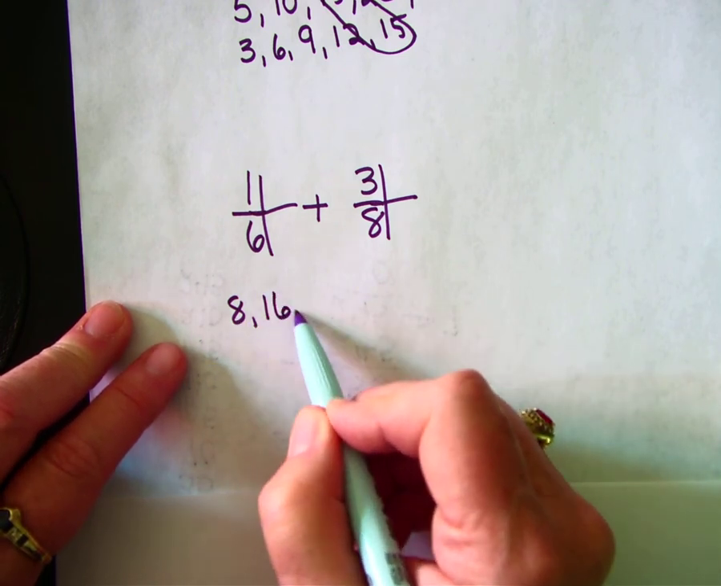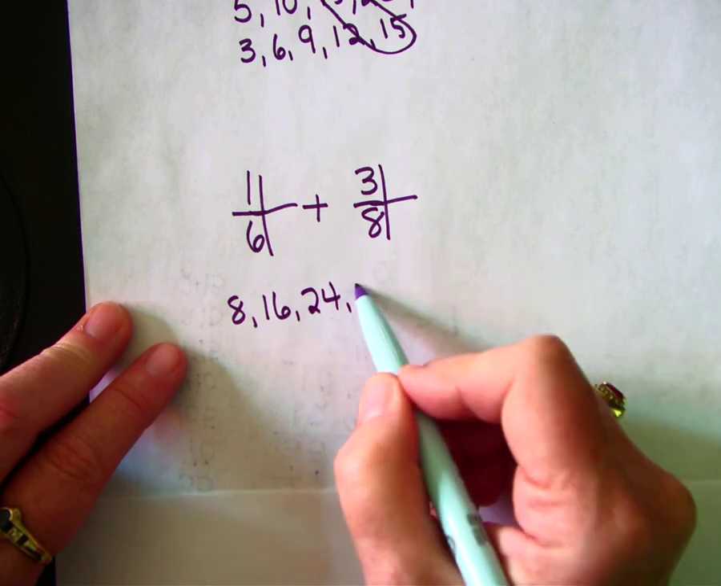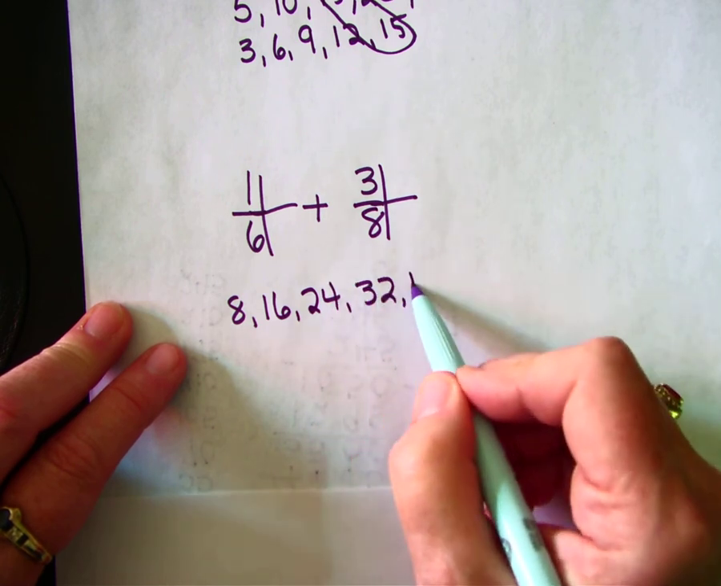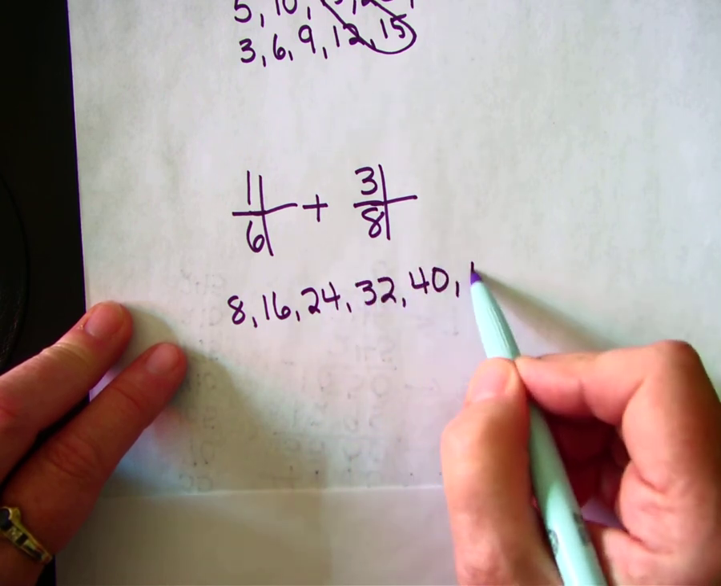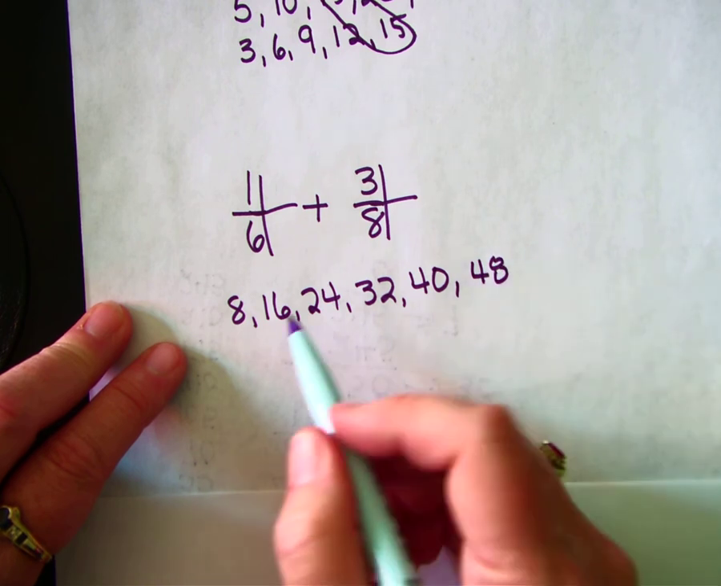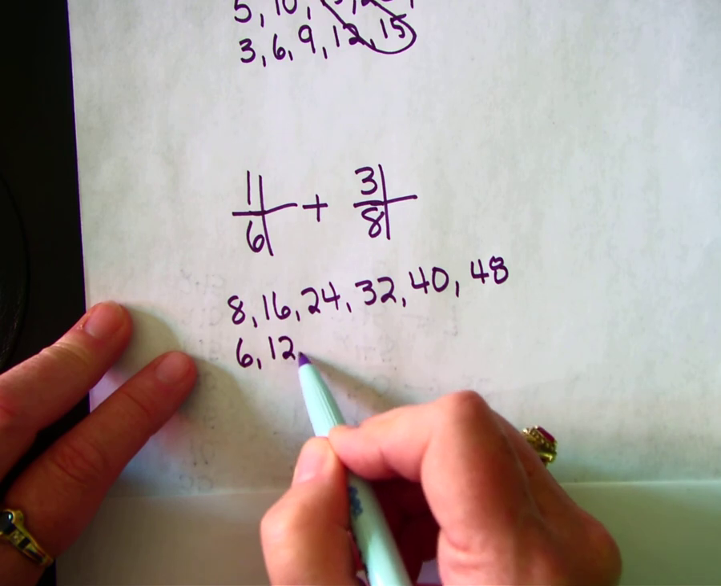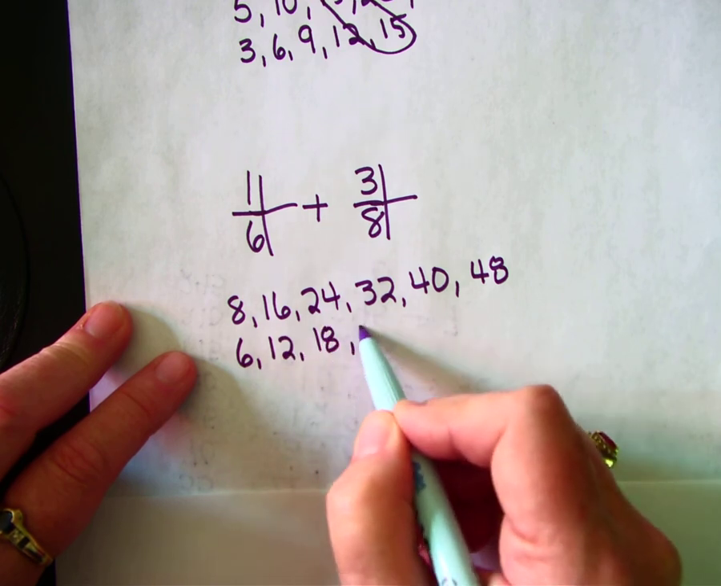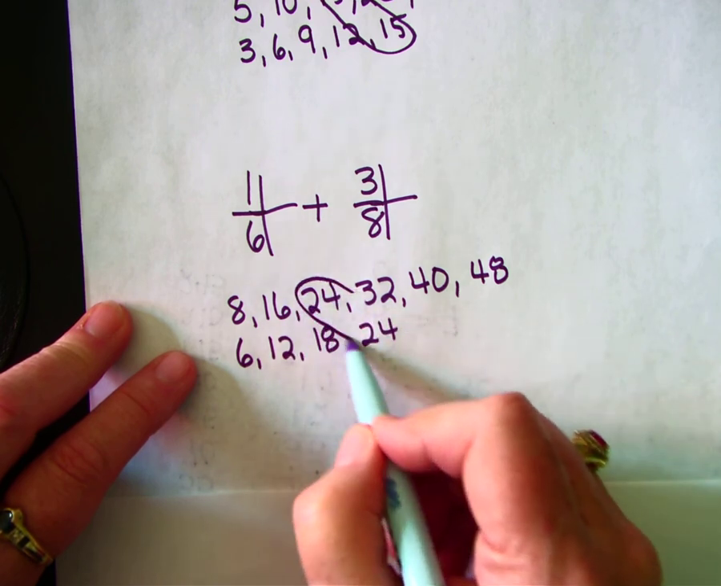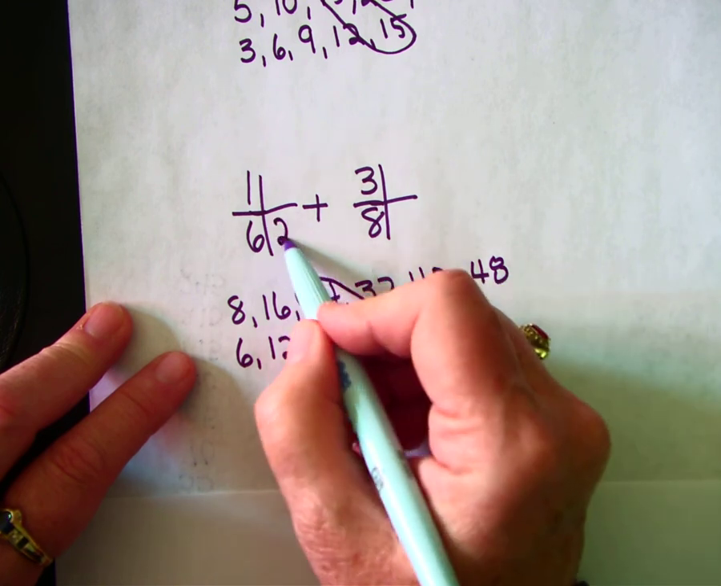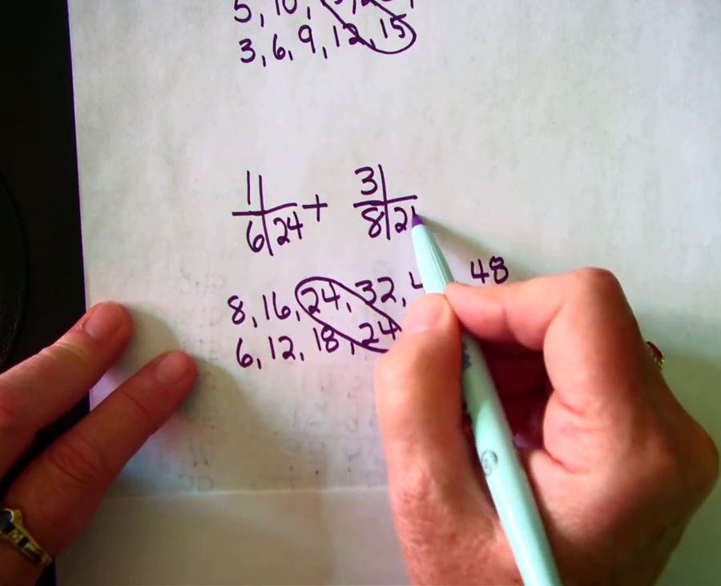8, 16, 24, 32, 40, 48. Now I'm going to do several on the 8s, now go to 6s. 6, 12, 18, 24. Oop, I can stop right there. So they share 24 as a multiple.